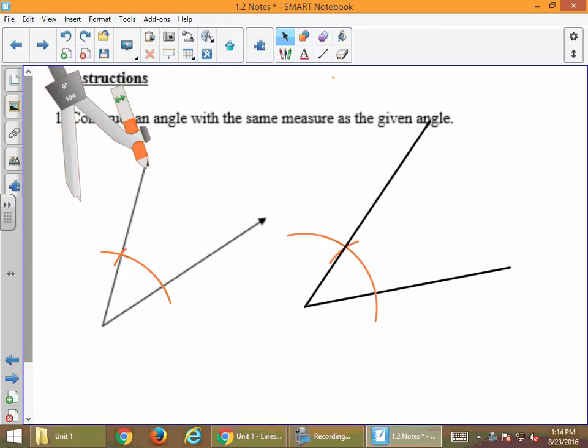And you just copy that angle. There are only two things to do for copying an angle. Make an arc that connects both rays. Copy it over here. Find the distance, mark. Find the distance, mark. Vertice to the ray.